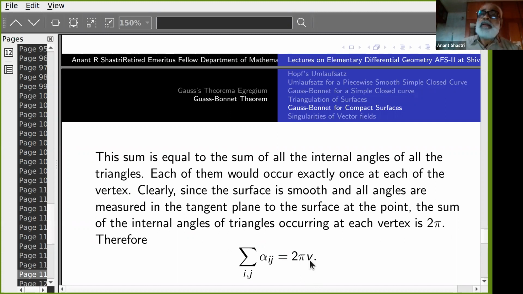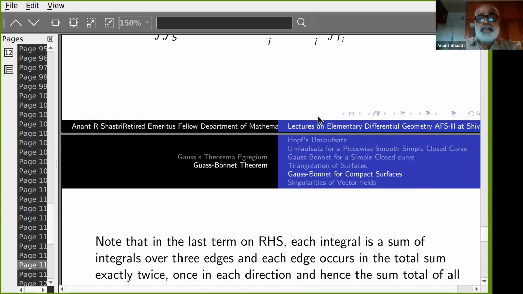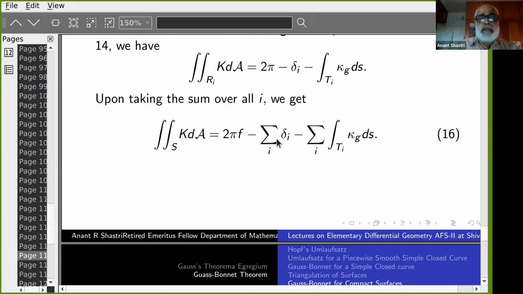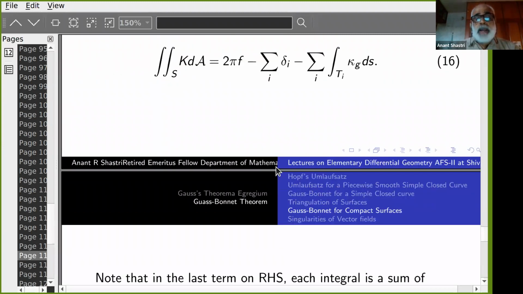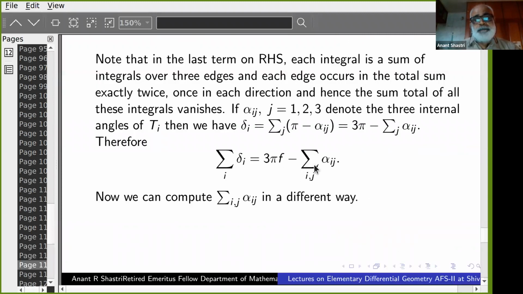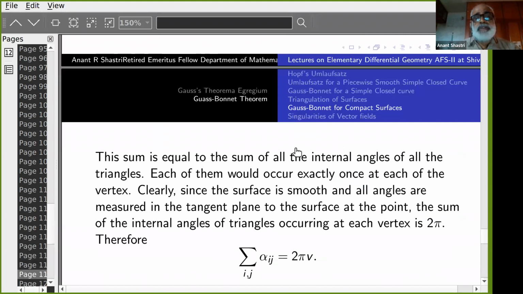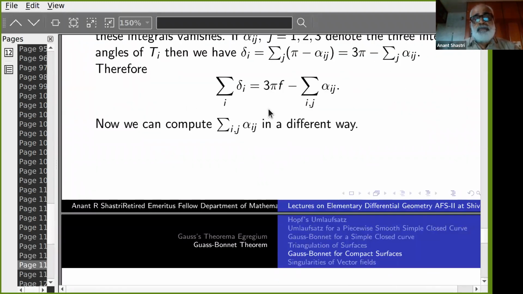How many vertices are there? V of them, V is the number of vertices, right? So the total will be 2 pi V. So we have got this is 0 and this summation is 2 pi V. So we have computed the whole thing. The integral of kappa, the left hand side, is equal to 3 pi f minus 2 pi V. So this is 2 pi V, but there is 3 pi f here.